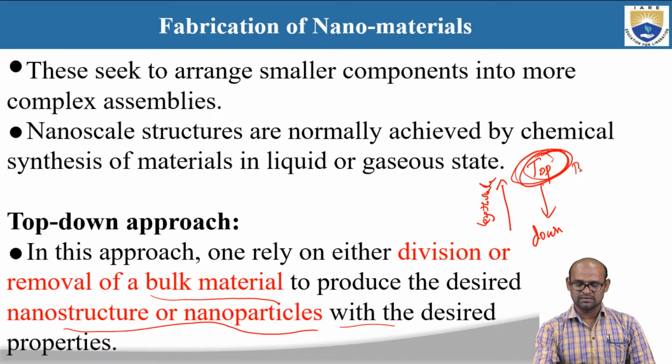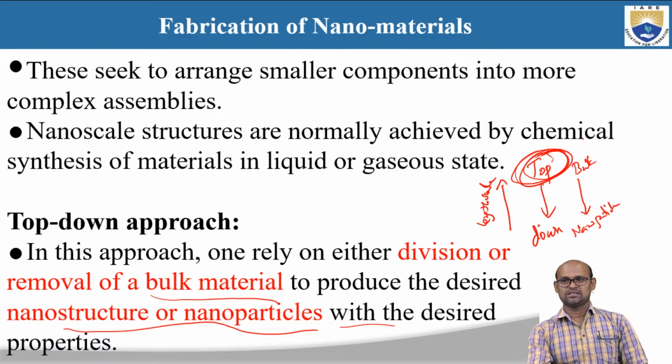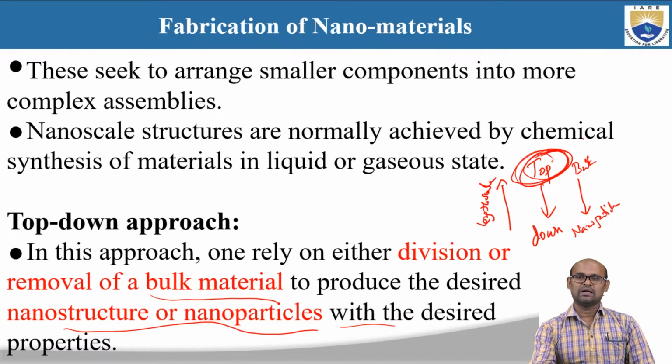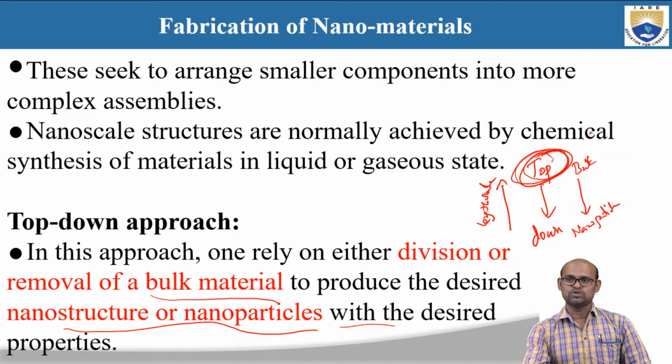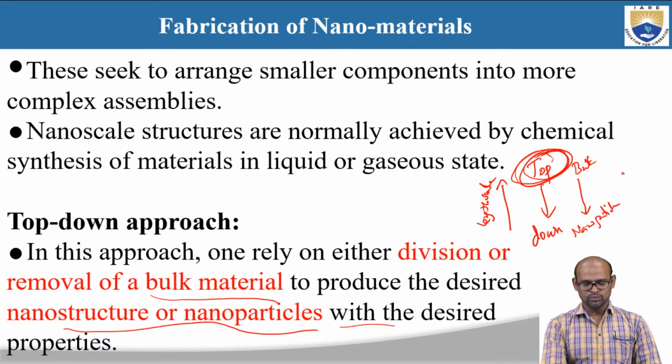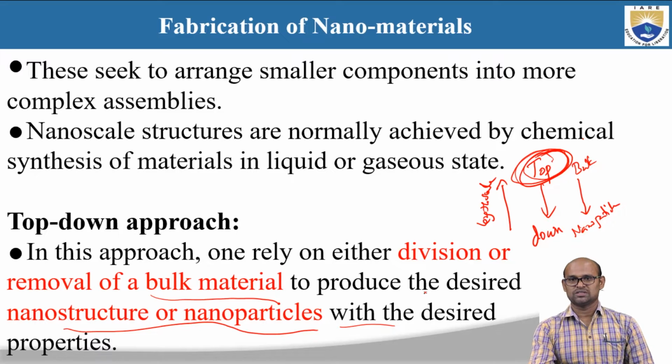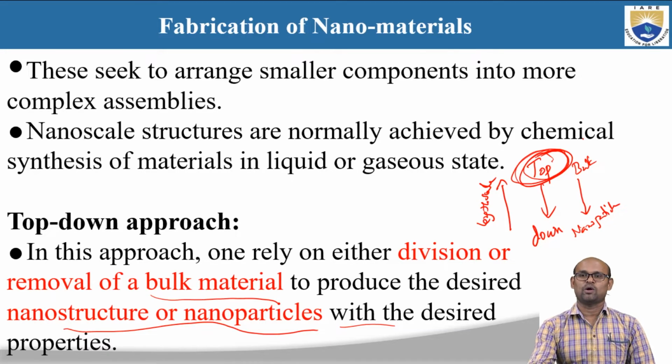From the bulk, which we always have at the top, we are going to generate nanoparticles, for example, which are small in length scale or size. So in top-down approach, we are going to divide this bulk material to produce desired nanostructures or nanoparticles with the desired properties.